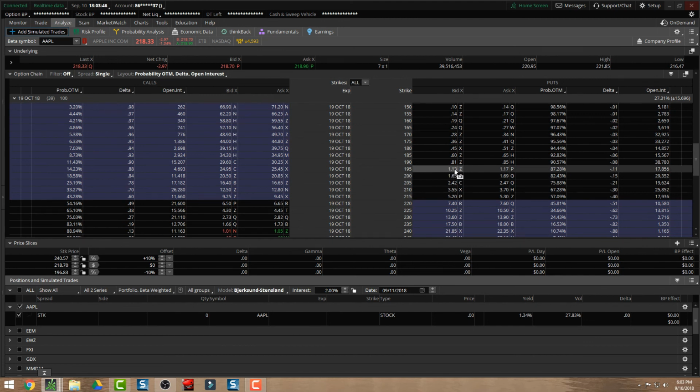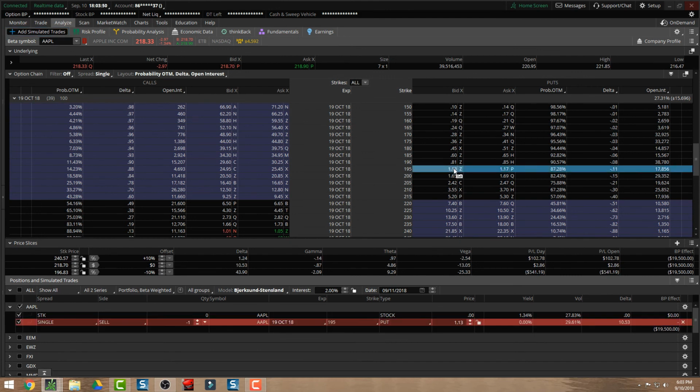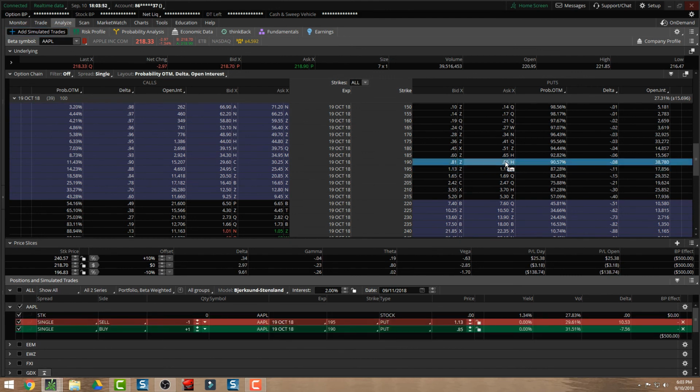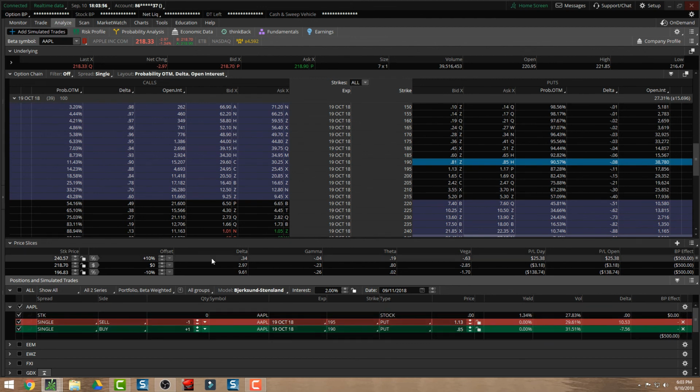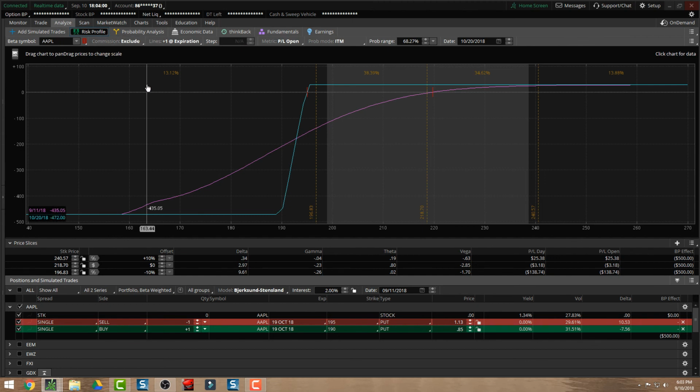So let's say we're going to sell that 195. So we go ahead and click the 195. We're going to sell at the bid, and then we're going to buy at the ask. And so it's going to add those 2 trades in there. And now when we come back in here to our risk profile, you can see that our trade is now placed in here, and we have those strike prices at the 195 and the 190.